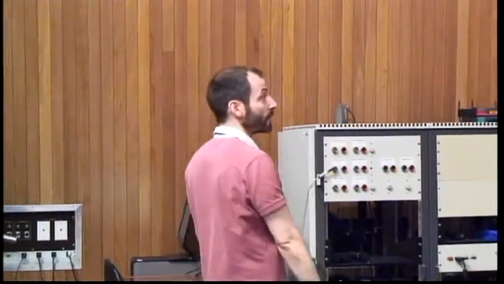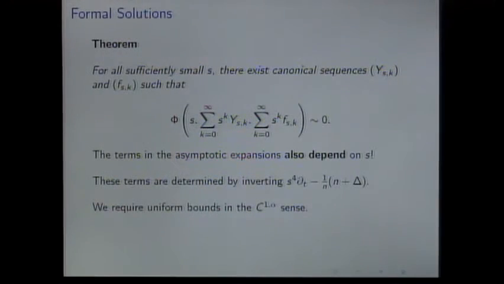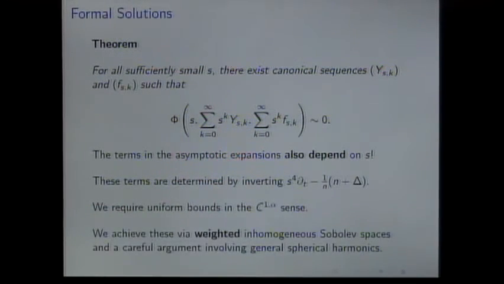But this is where we have to be careful, because we want uniform bounds in the C^{1,alpha} sense. But we have this horrible operator, which tends to 0. Naturally, the solution is to choose weighted Sobolev spaces. Okay? So we have our weightings in the derivative exactly to compensate for this s to the 4th factor. And then, magically, everything turns out quite well.